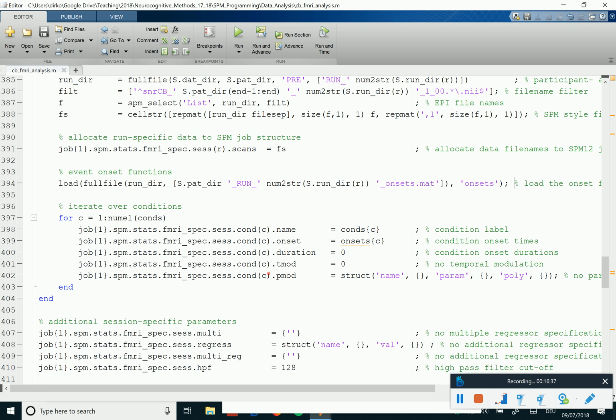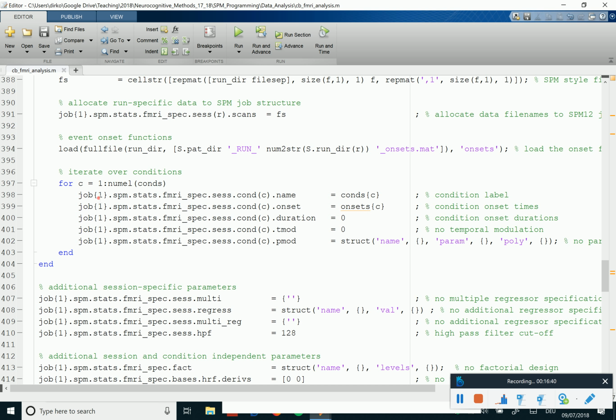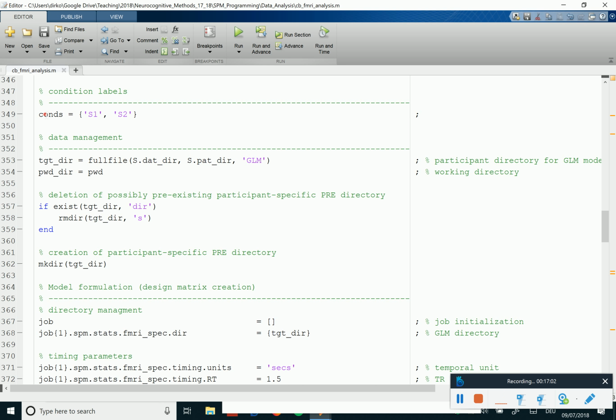And then essentially one needs to specify for each session the conditions, and for each condition the name, the onset, the duration, some modulation, and some more modulation. We don't do anything with modulation, so we just specify a duration of 0. I included in the script 2 conditions, stimulus 1 and stimulus 2, which correspond to cont1 and cont2 in the original behavioral data file.